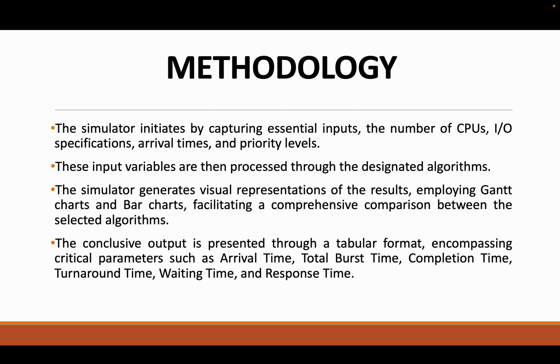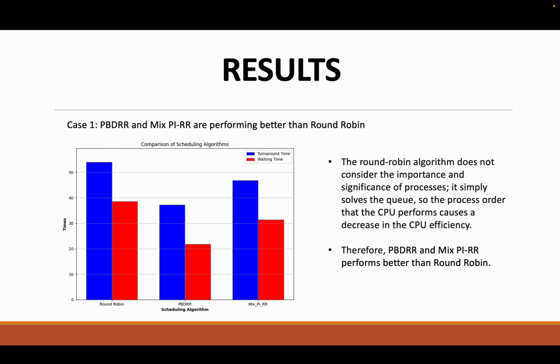into the designated algorithm. Then the simulator will generate the visual representation of the results, where we have used Gantt charts and bar charts, which give us a clear comparison between the different algorithms for the different inputs that we fed. The conclusive output is also presented in a tabular format, which contains the critical parameters such as arrival time, total burst time, completion time, turnaround time, waiting time, and the response time.